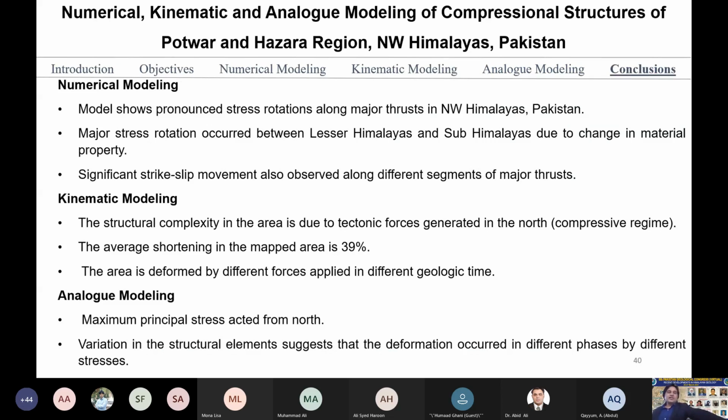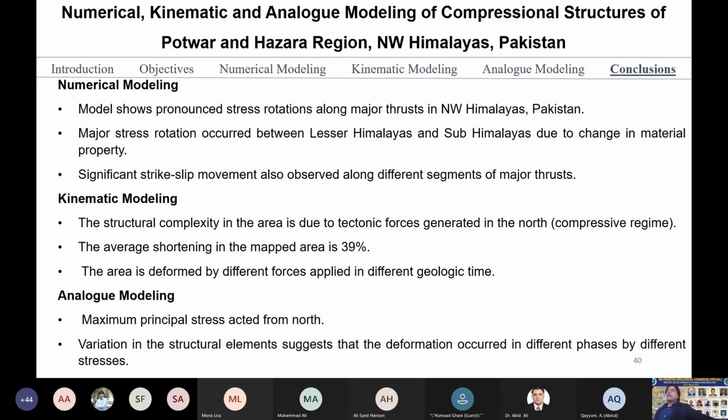During the numerical modeling, the results show that a pronounced stress rotation occurred along the major thrust in the northwestern Himalaya, and the major thrust rotation occurs between the lesser Himalaya and sub-Himalaya. This is due to the change in material property. And significant slice movement also occurred along different segments of the major thrust, which is due to the change in the angle of the fault.